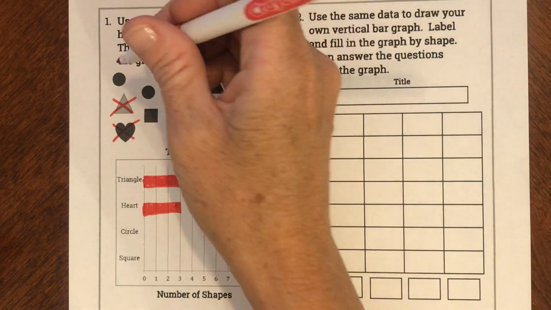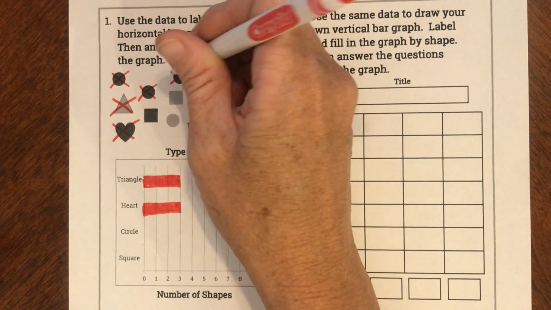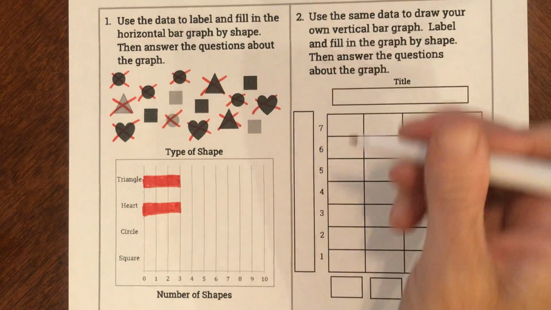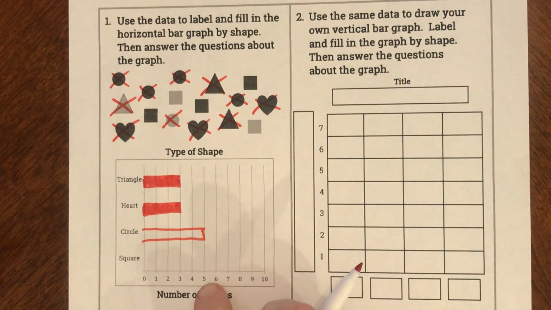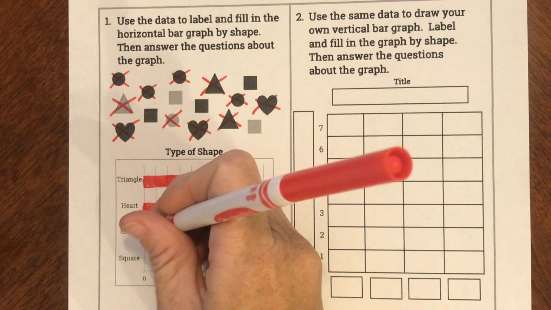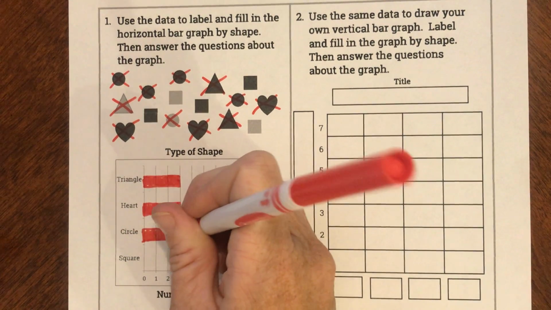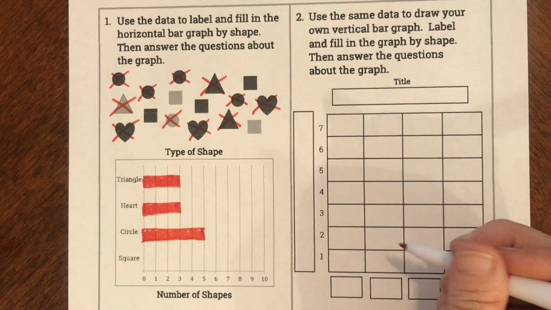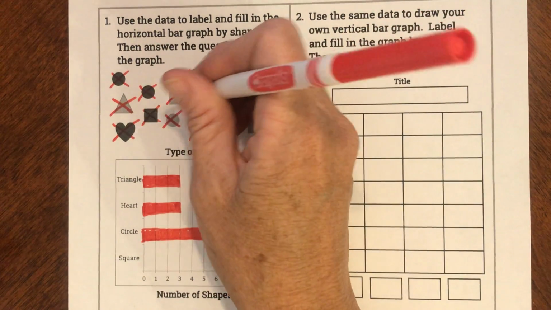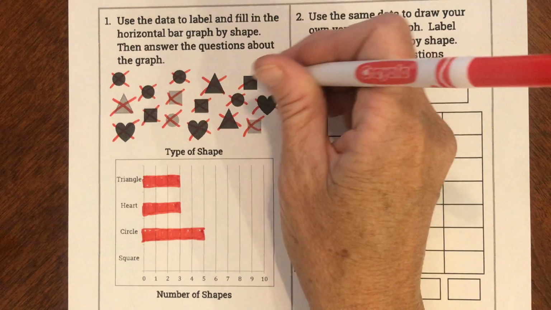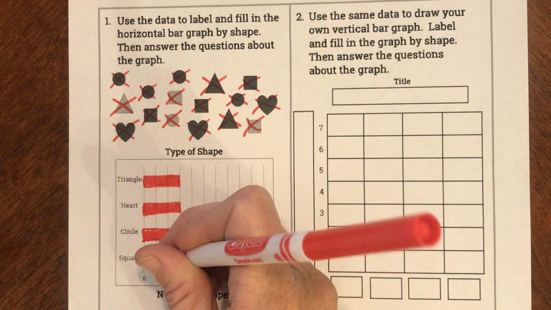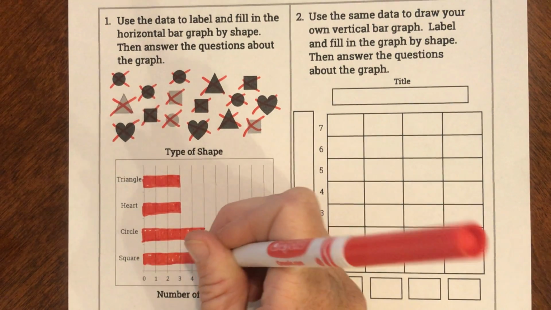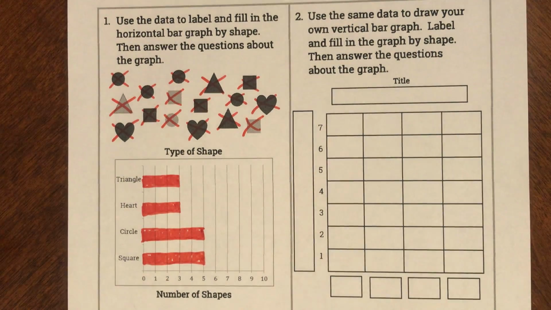Then I have a circle. Let's count those. 1, 2, 3, 4, 5. So my bar needs to go to the 5, which is right down here. And that's where it went to. So I can color those in. And now I have my squares. Let's count them. 1, 2, 3, 4, 5. So we need a bar to the 5 as well. And now our bar graph is complete.